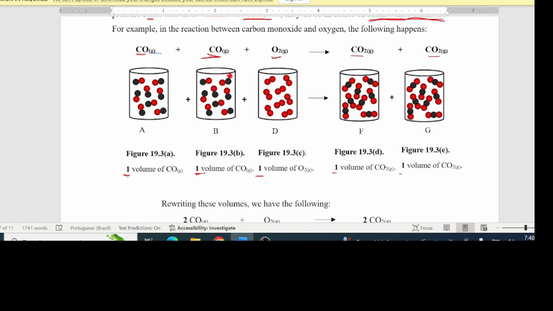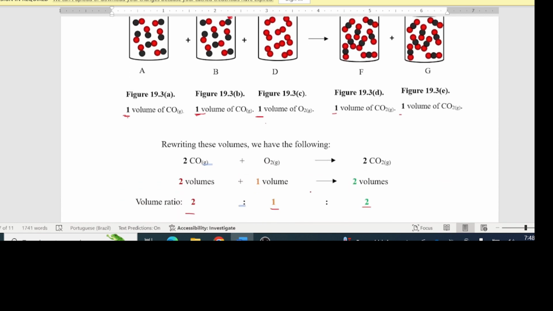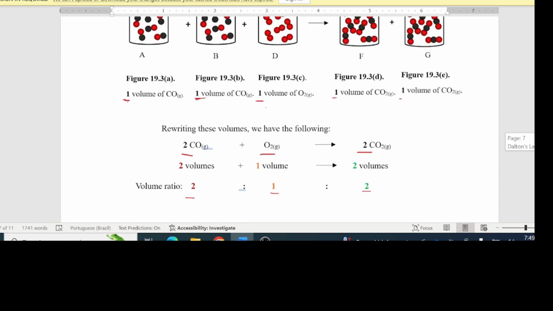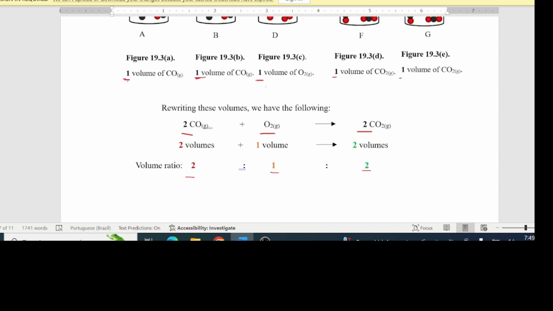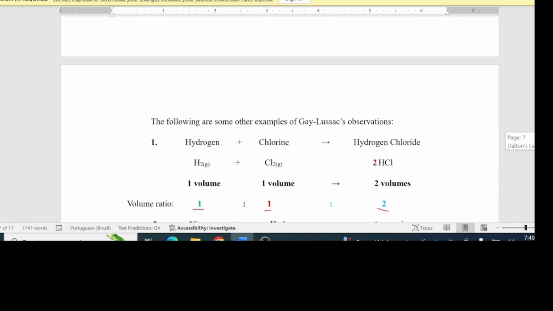So if we put all of that together, we can say 2 volumes of carbon monoxide require 1 volume of oxygen to give you 2 volumes of carbon dioxide. So that's what he's saying. When they react, they do so in these whole number ratios. Some other examples here.